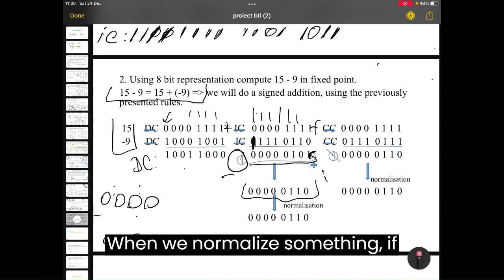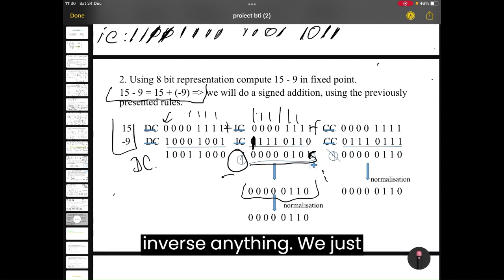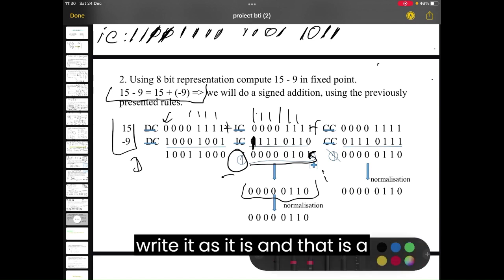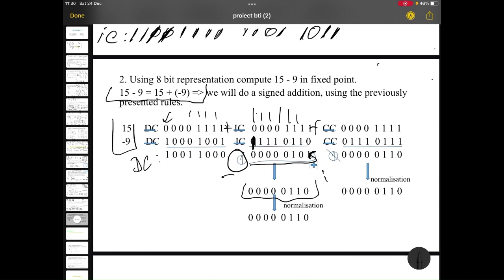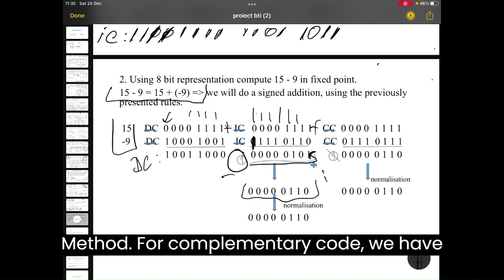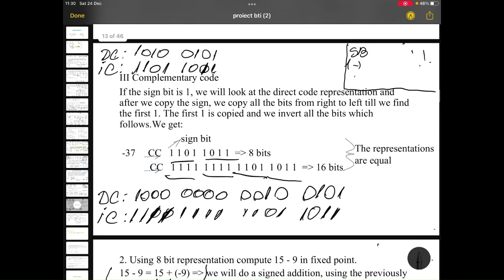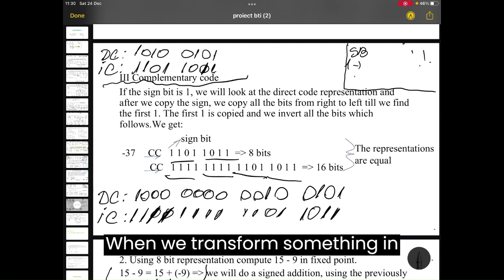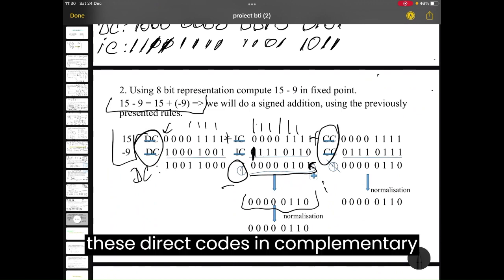And now about the normalization. When we normalize something, if the sign bit is 0, we simply do not inverse anything. We just write it as it is, and that is a normalization. But if the sign bit is 1, we inverse everything. This is the inverse code method. For complementary code, we have another method. So now we transform these direct codes into complementary codes.